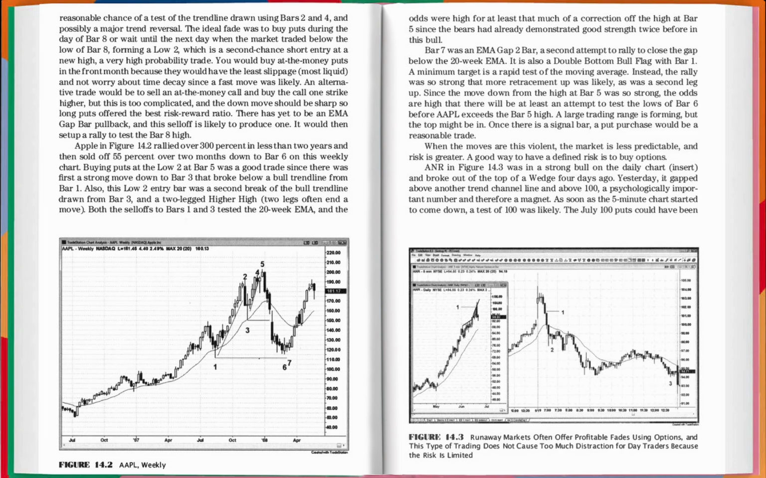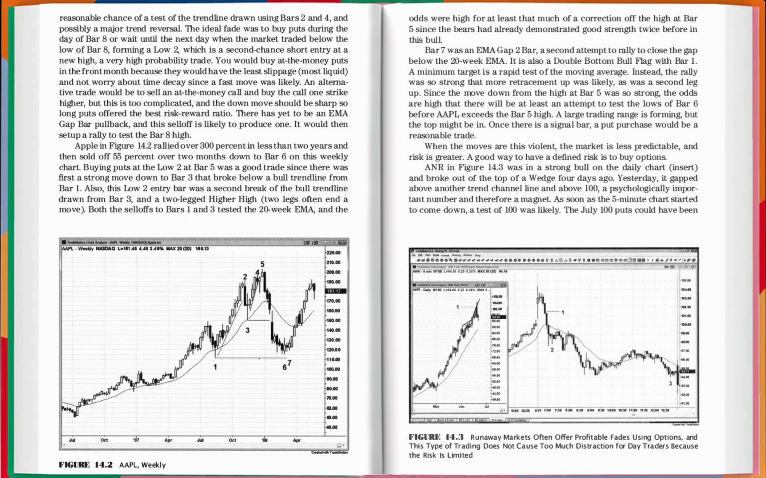Since the move down from the high at bar 5 was so strong, the odds are high that there will be at least an attempt to test the lows of bar 6 before Apple exceeds the bar 5 high. A large trading range is forming, but the top might be in. Once there is a signal bar, a put purchase would be a reasonable trade. When the moves are this violent, the market is less predictable, and risk is greater. A good way to have a defined risk is to buy options.